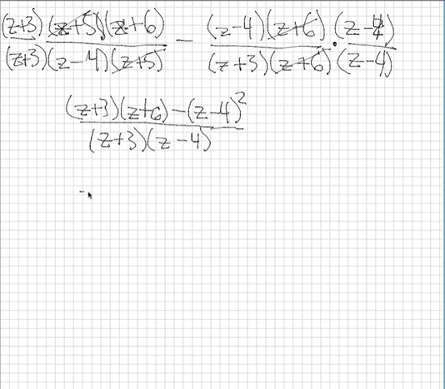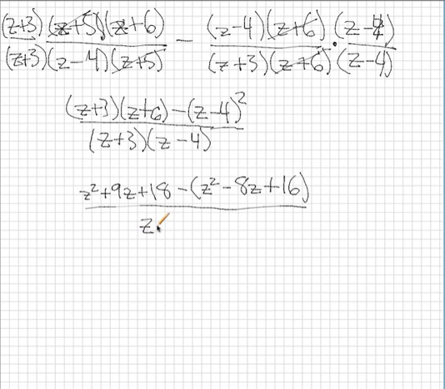So the first one becomes z squared plus 9z plus 18 if we FOIL that out. And we're going to subtract the other one FOILed out, z squared minus 8z plus 16. And then the bottom is going to look like z squared plus z minus 12.